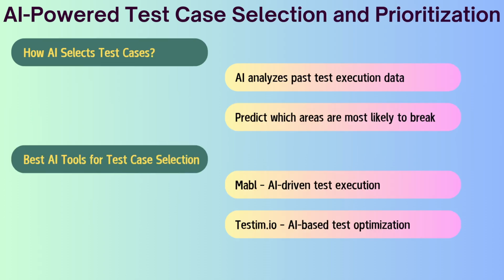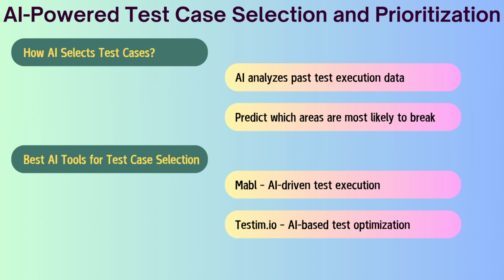AI-powered test case selection and prioritization: how AI selects test cases. One of the biggest pain points in regression testing is deciding which test cases to run. Running the full suite every time is time consuming, and that's where AI helps. So how does AI select the test cases? AI analyzes past test execution data, source code changes, and defect trends to prioritize the most critical test cases. AI can also predict which areas are most likely to break, reducing unnecessary test execution.